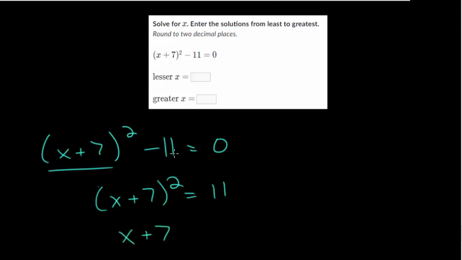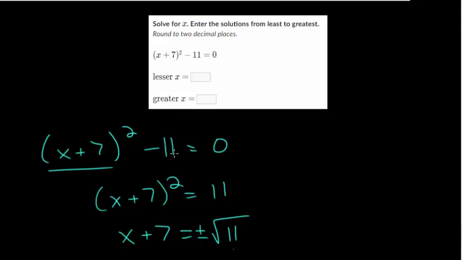So when we take the square root of a square, they cancel. And over here, we have the square root of 11. But we need to put that plus or minus, just to account for the fact that there are two solutions. And the square root of 11 is irrational, since 11 is a prime number.